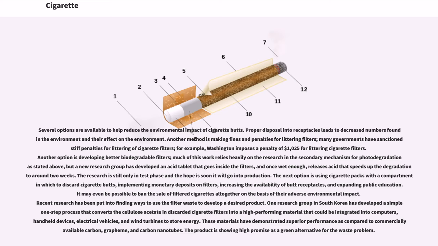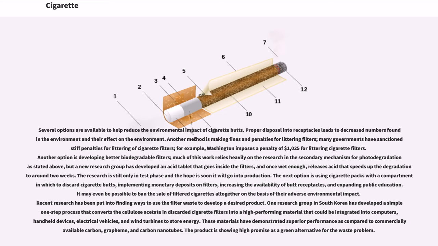The next option is using cigarette packs with a compartment in which to discard cigarette butts, implementing monetary deposits on filters, increasing the availability of butt receptacles, and expanding public education. It may even be possible to ban the sale of filtered cigarettes altogether on the basis of their adverse environmental impact. Recent research has been put into finding ways to use the filter waste to develop a desired product.